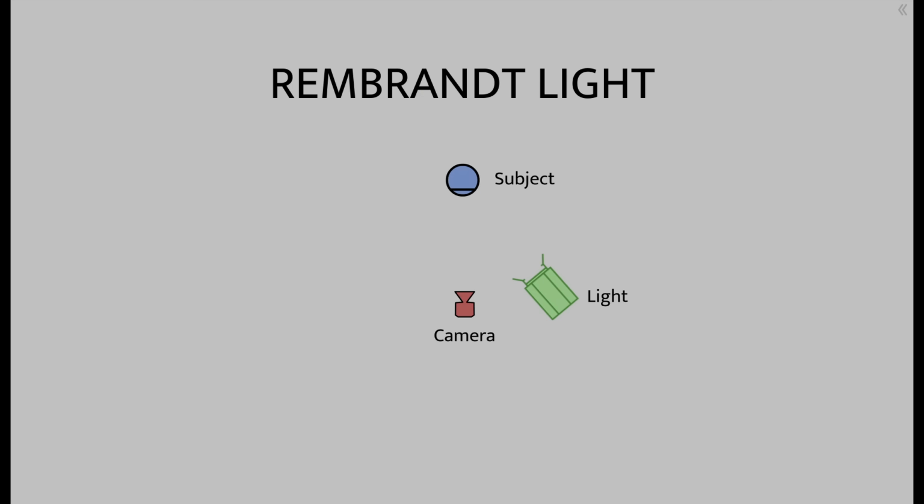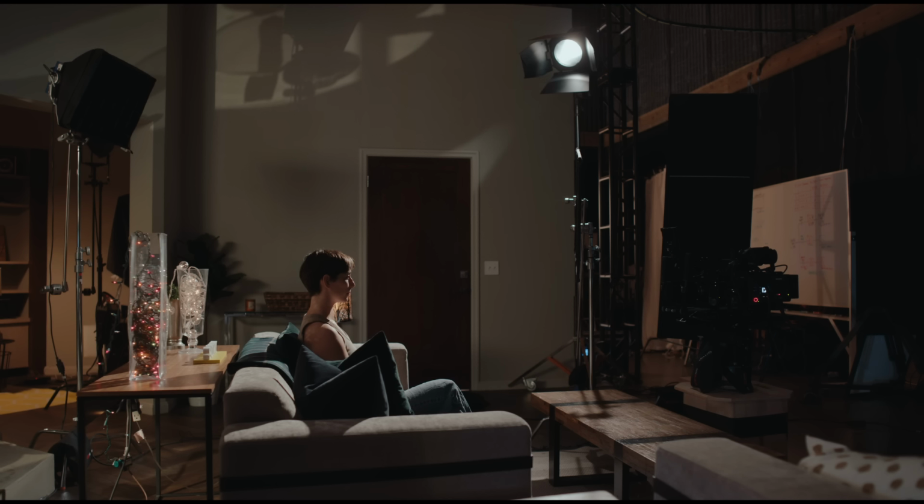To achieve this look, you'd want to position your light roughly 45 degrees off axis to your subject's eye line and have the light pointed down at about a 45-degree angle. This will allow the light to reach both sides of the face, creating this pleasant nose shadow that kind of blends in with the smile line of the face.